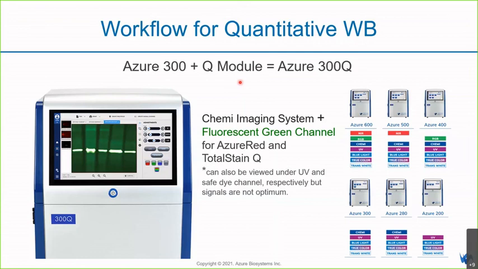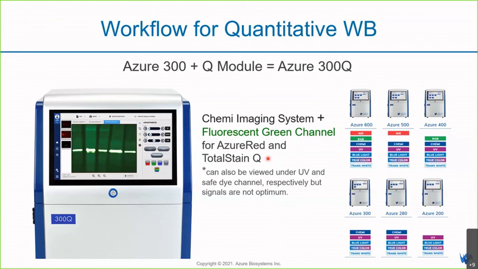This is a Chemi imaging system. As you can see, at 300 here, you can do the normal gel documentation, UV and Chemi, plus for 300Q, you have the extra Q module, which stands for this fluorescence green channel. This fluorescence green channel is good for you to view the total protein stains. In this case, what we talk about is Azure Red and Total Stain Q, these two total protein stain dyes, to do a total protein normalization on your Western blotting later on.